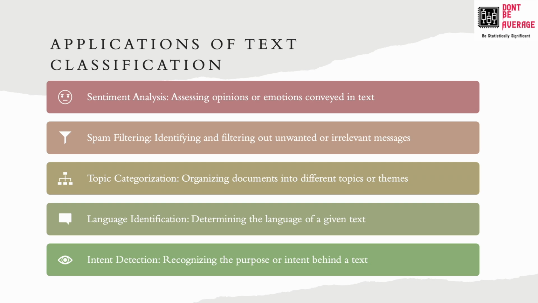You can do topic categorization, which is basically organizing your text documents without reading them, automatically organizing them into different topics or themes. You can also do language identification, which determines the language of a given text without you reading it. So you're basically setting up a model which will identify which language this text belongs to. Then you can also do intent detection, which is very important. You can recognize the purpose or the intent behind a certain text. All these automated models can be set up using text classification, which are very useful nowadays.